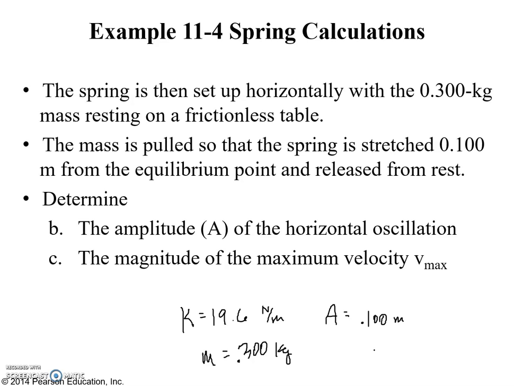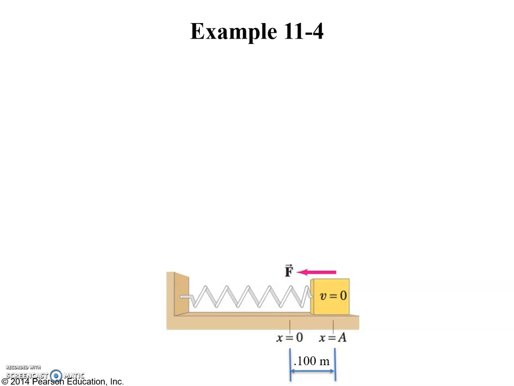And then we're going to let it go, and the box is going to oscillate back and forth. And assuming zero friction, it's just going to keep going. We want to know what is the amplitude. Well, there we go. That wasn't hard. And what is the maximum velocity? So let's just move on to the next slide here.